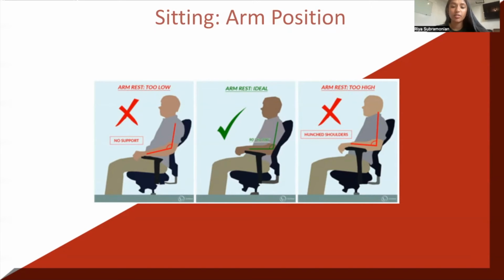The ideal position of the armrest should be in that 90 to 100 range. You can see here that a lower armrest may not actually provide the sufficient support, and a higher armrest may cause tension in the shoulders while shrugging.